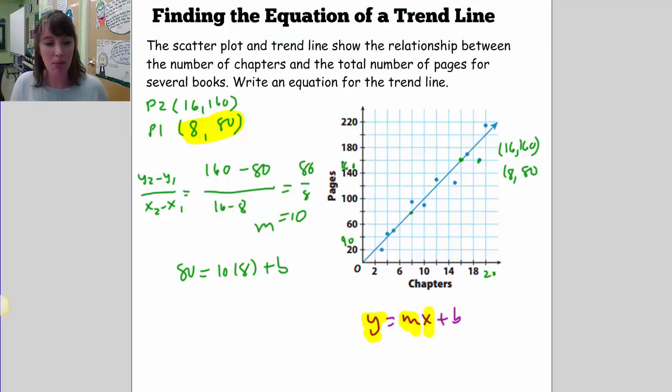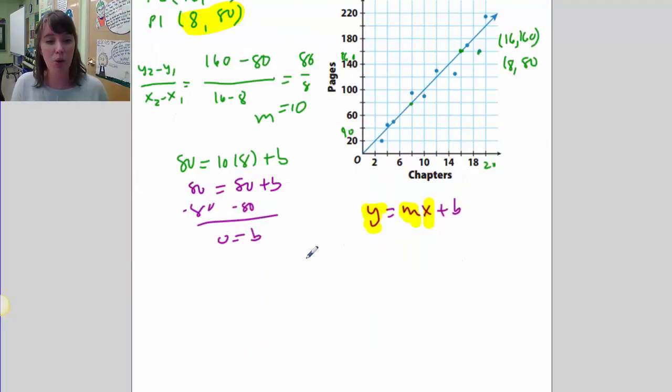Okay, so here I have 80 is equal to 80 plus b, and it does turn out that the y-intercept is 0. So my equation is y is equal to 10x. And that means that for every 10 pages, it's about 1 more chapter, right?